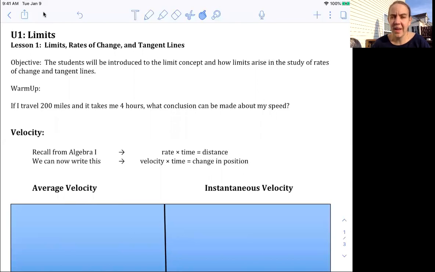So this morning I am working on my back deck, and it's sunny and beautiful out. And we're going to talk a little bit about limits, rates of change, and tangent lines. So we're really jumping into calculus.